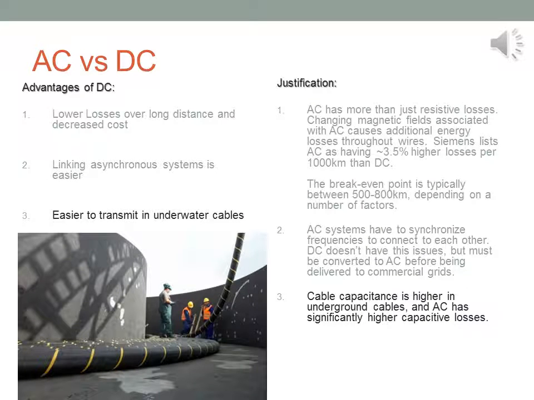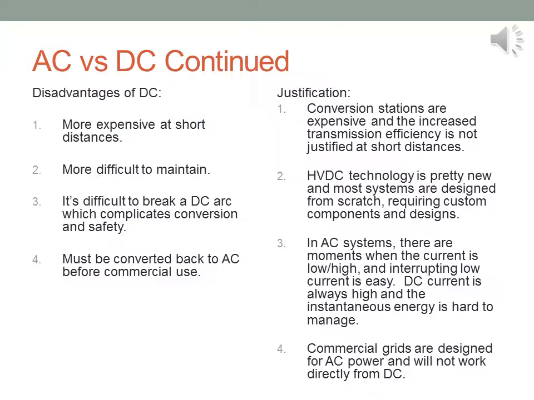Finally, submarine and terrain cables are those that are underground or underwater. These cables have a much larger built-in capacitance and inductance, which leads to even higher losses for AC. The break-even distance between DC and AC is much shorter in these cases, and in the picture you can see the size of some of these cables.